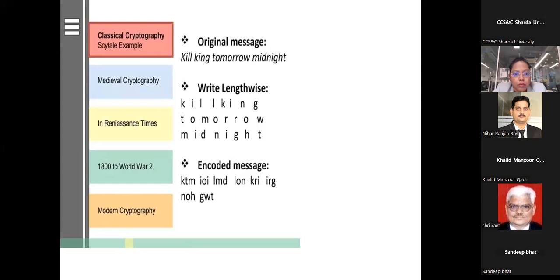If you read it column wise, then it is KTM, IOI, IMD, ION, and GWT at the end. And they will send this information. But the receiver knows how it is. He will start writing in this way: KTM, IO, and then read it. So writing row wise and reading column wise, and opposite, he will write it column wise and read row wise. So that is a very good method, but they did not name it at that time. It was named later as one of the transpositions.